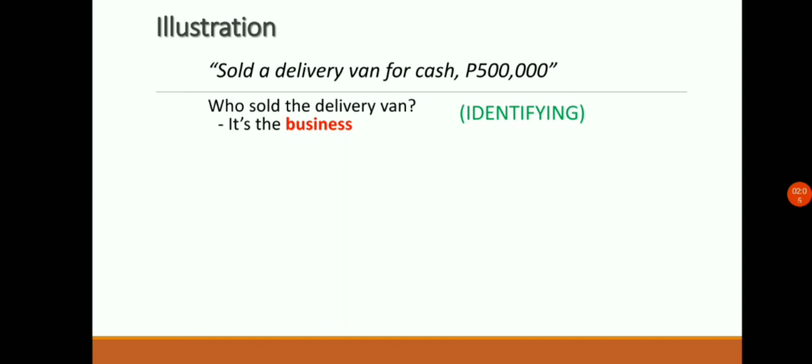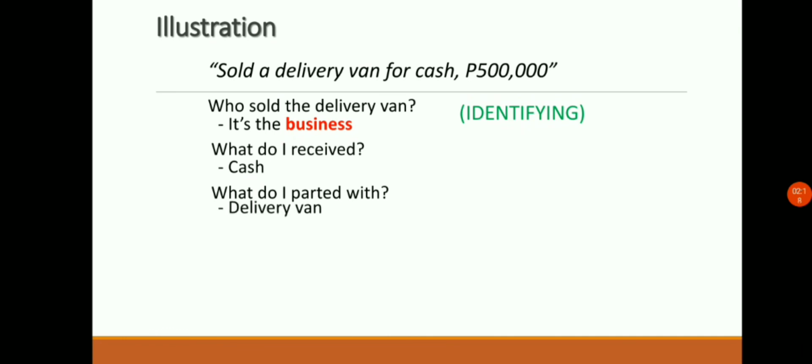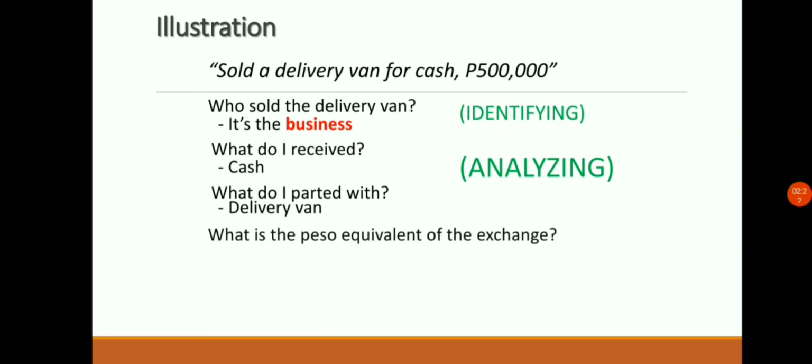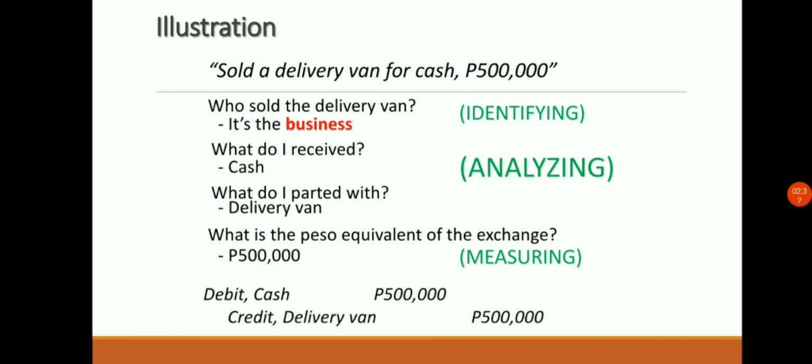So for the debit, what do I receive, or what do we receive? It's the cash. Next, what do we parted with, or what do we give up in order to get the cash? That is the delivery van. So this is analyzing. So how much, or what is the peso equivalent of the exchange? That is 500,000 pesos. So this is now the measuring. So we then say debit cash 500,000, and then credit delivery van of 500,000. So this is the journalizing.